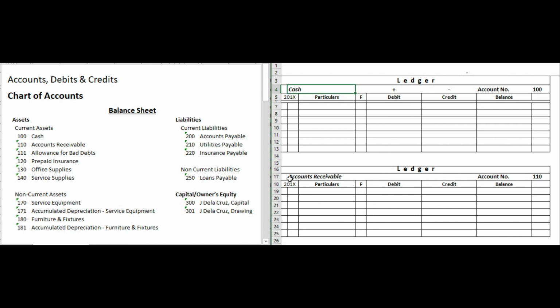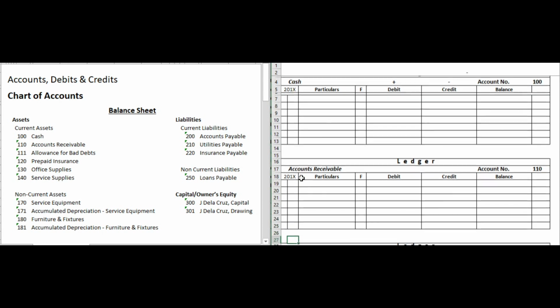Then let's also create accounts receivable. If you are not yet familiar with the normal balances, you can review our lessons. Just put here debit plus and credit minus so you know the result in the balance. The same is true for accounts receivable, and then the other amounts. Accounts receivable again has the account number 110. And the list goes on.